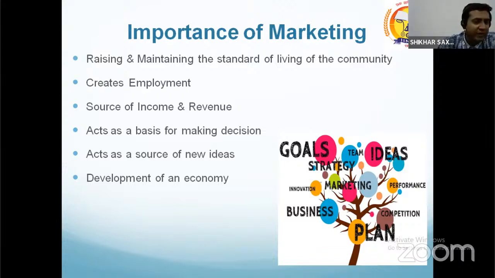Source of income and revenue, that basically explains the aspects from where the income will be generated in the area of marketing that could benefit the organization in an effective and efficient manner. Hence, it acts as a basis for making a particular decision. The decision can be related to a problem being faced by the organization. So what are all the prospects related to it, and hence a wise decision can be made in an effective and efficient manner.